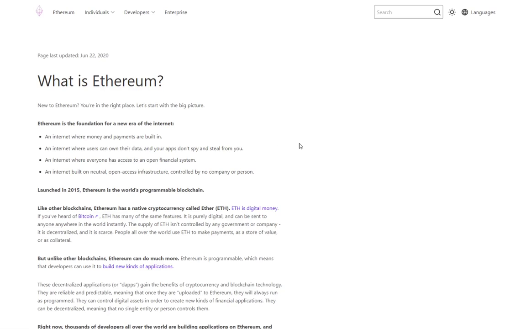So Ethereum is a foundation for a new era of internet, an internet where money and payments are built in, an internet where users can own their data and your apps don't spy on you and steal from you, an internet where everyone has access to an open financial system, and also an internet built on neutral, open access infrastructure controlled by no company or person.